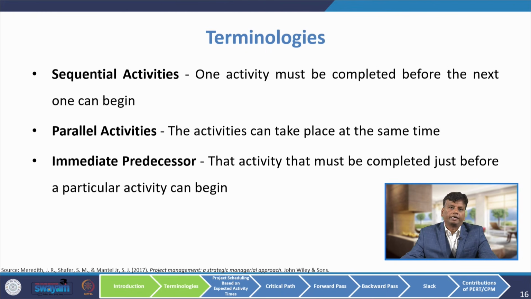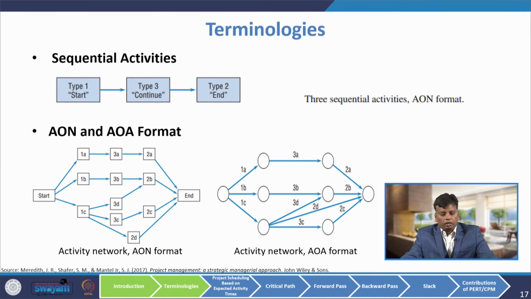Then sequential activities: one activity must be completed before the next one can begin. Then there may be parallel activities: activities that can take place at the same time. Then another term called immediate predecessor: the activity that must be completed just before a particular activity can begin. Now, I brought the example of sequential activities, say start, continue, end.